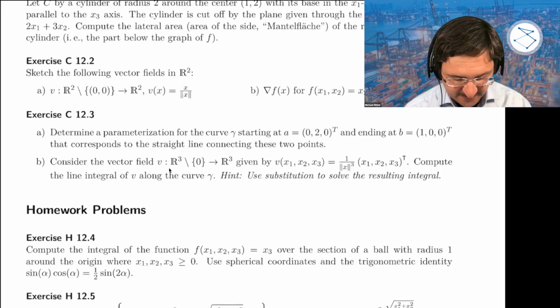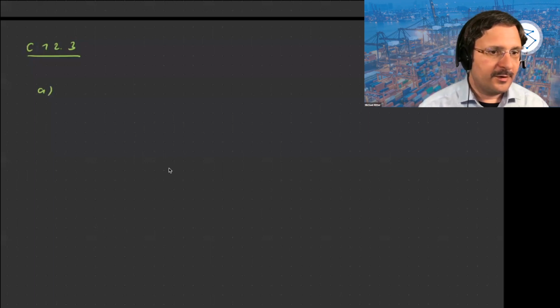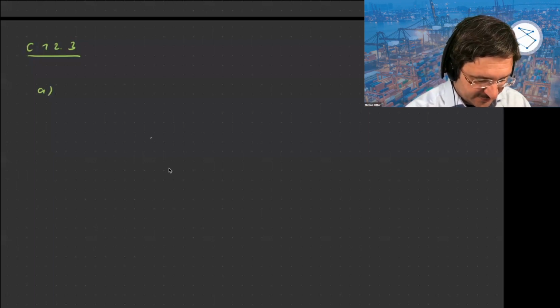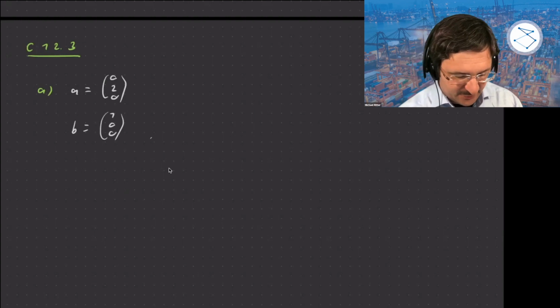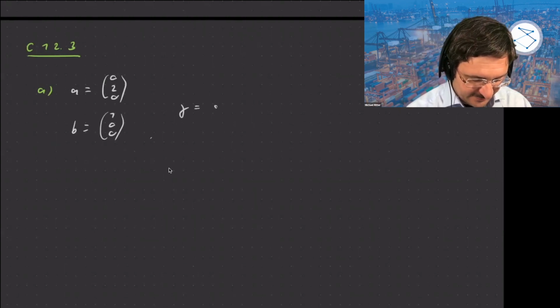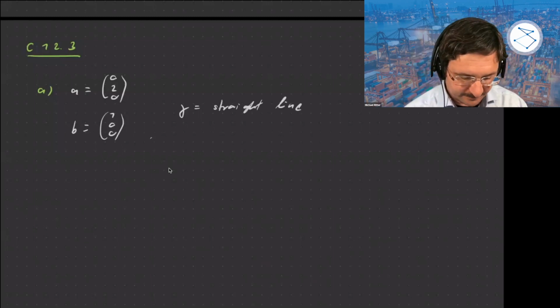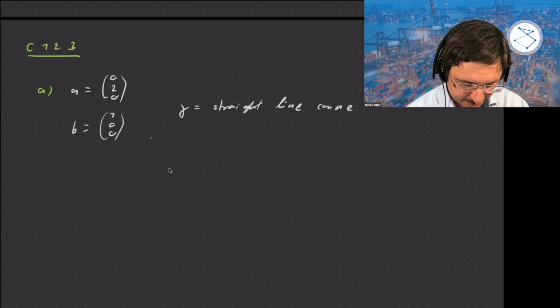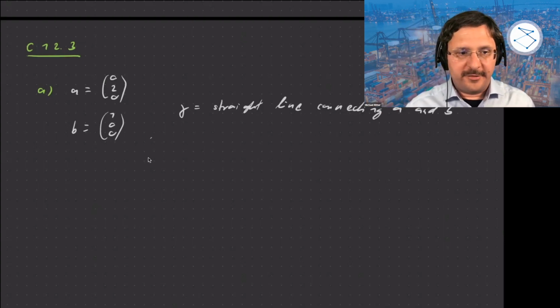So let's start with the parameterization here. We have 2 points. The first is the point A. A is 0, 2, 0. Second is the point B, 1, 0, 0. And we want the straight line between those 2 points. Okay, so we need to find a parameterization that does exactly that.